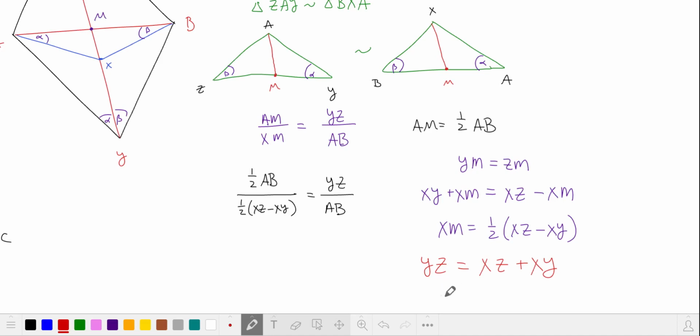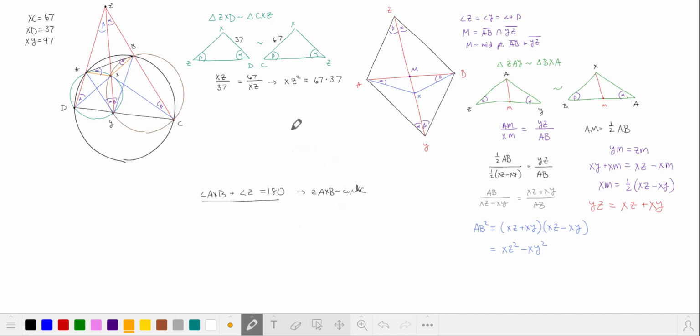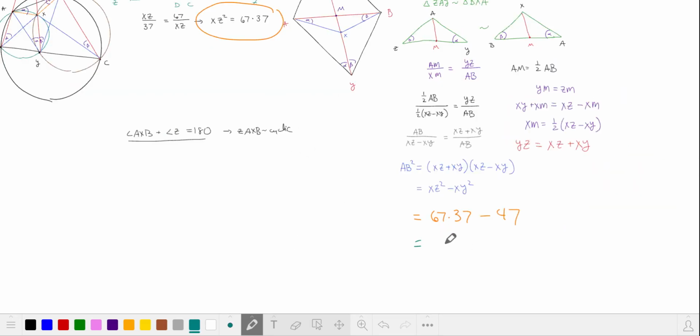And we have finally that YZ is equal to XZ plus XY. So let's make that substitution and solve for the square of AB. Difference of squares, and we substitute with the values that we know. When we compute, we get the answer.